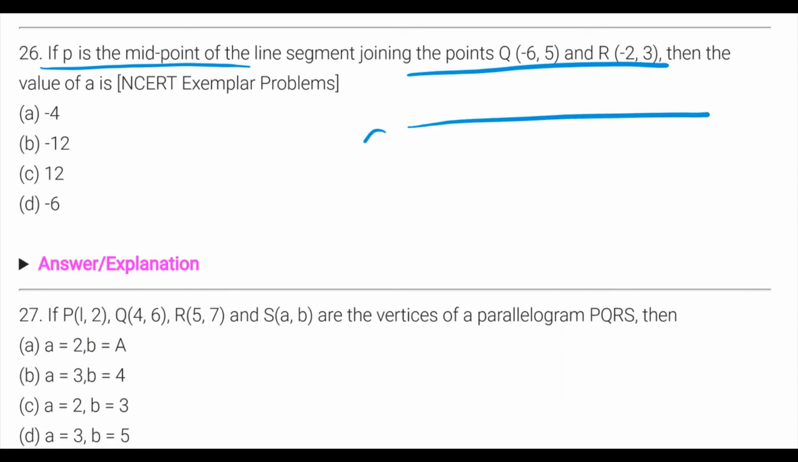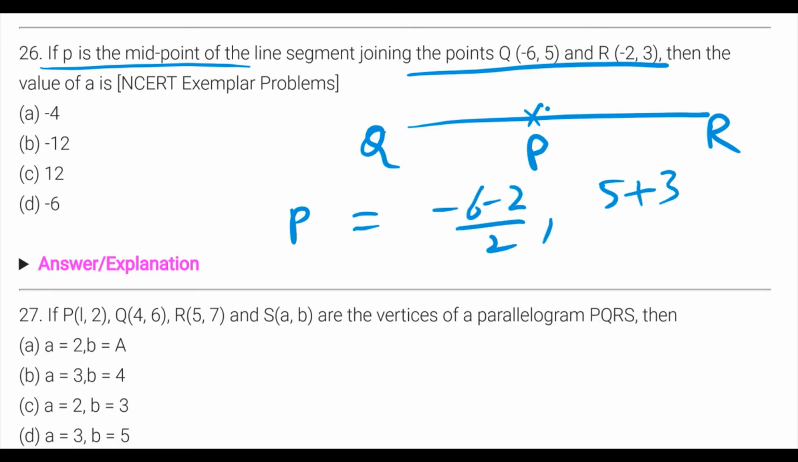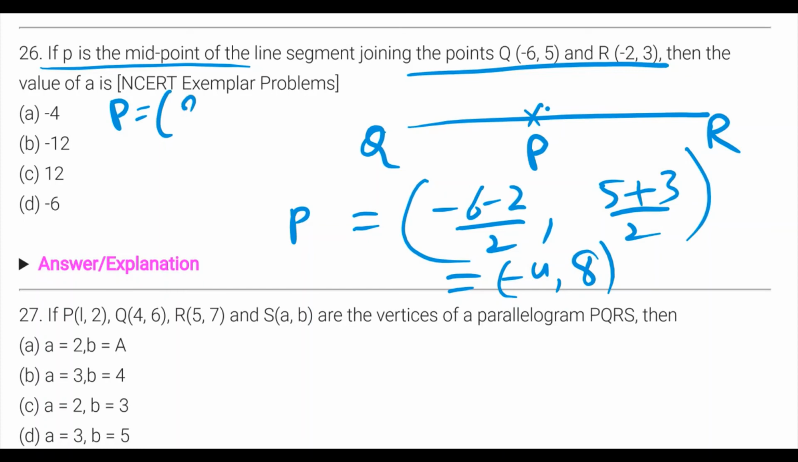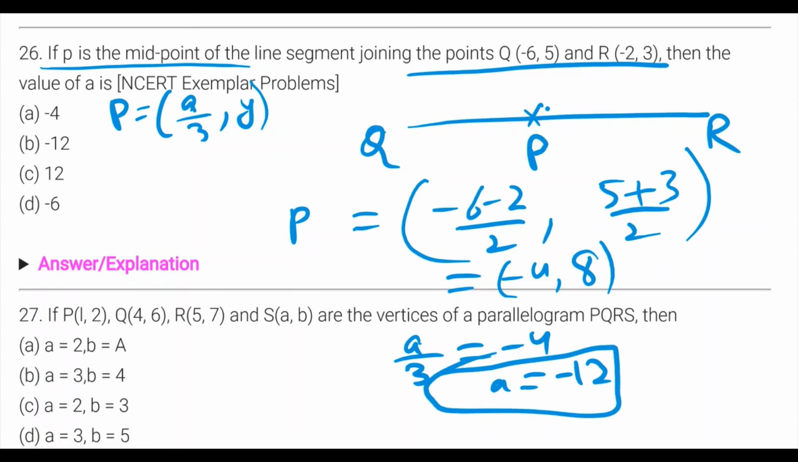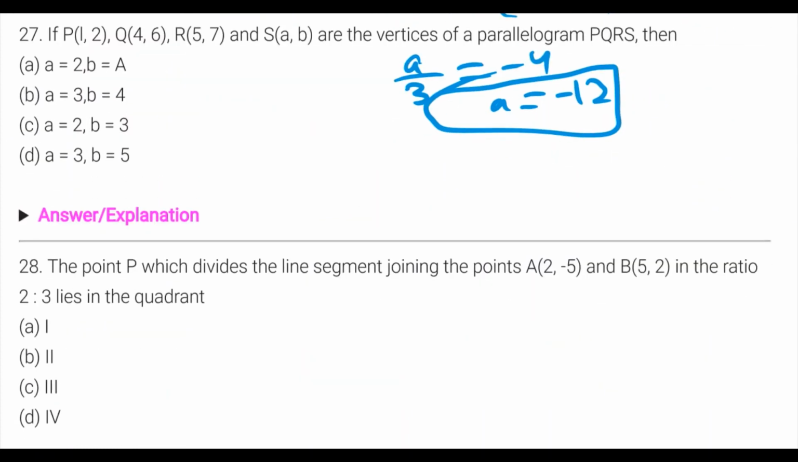So the given line segment is QR. P is the midpoint. The midpoint of P equals (-6 - 2)/2 and (5 + 3)/2. So this is (-4, 8). So P should be equal to (a/3, y). If P equals a/3, a/3 should be equal to -4, a equals -12. So option B.